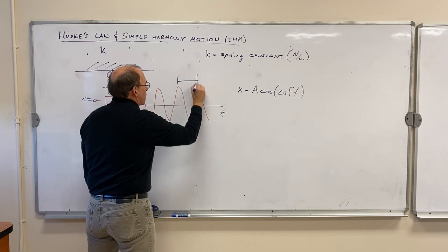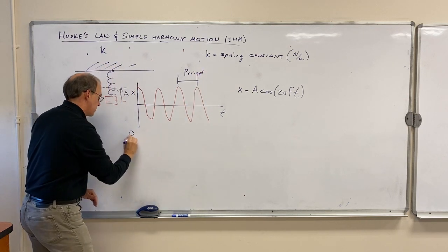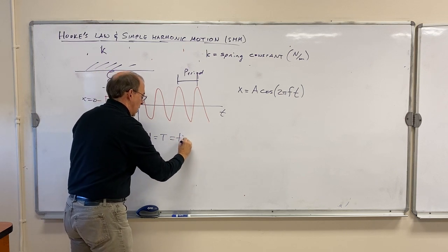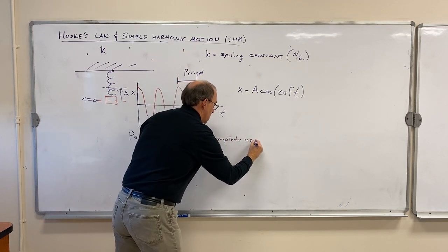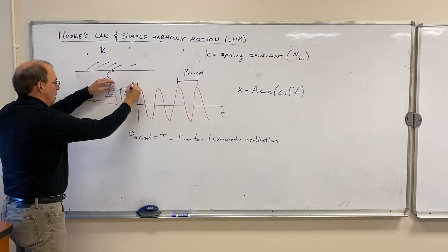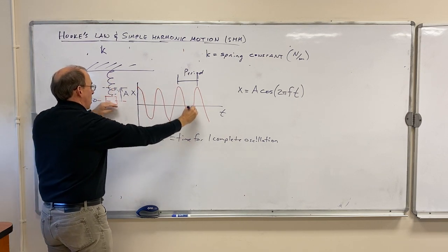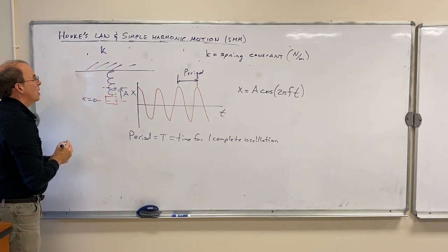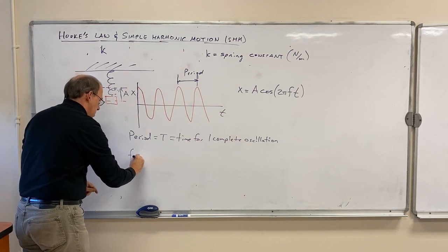Well, the time for one complete oscillation is called the period. Give it the symbol T. It's the time for one complete oscillation. So for the mass to go from here all the way down and all the way back up, that time is called the period. The number of oscillations per second is called the frequency.